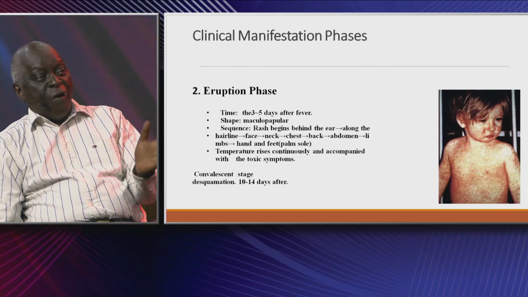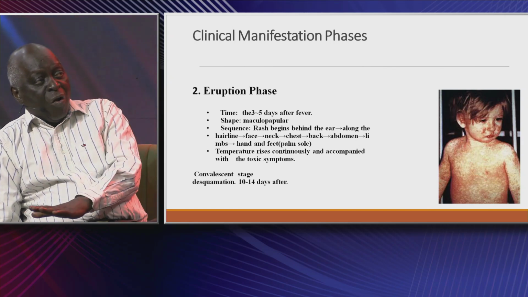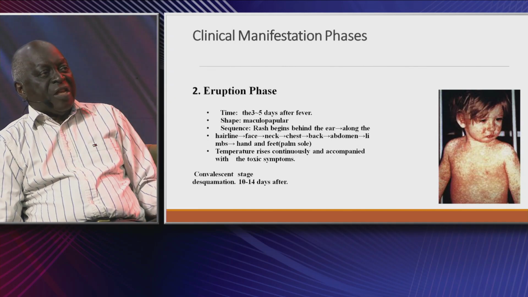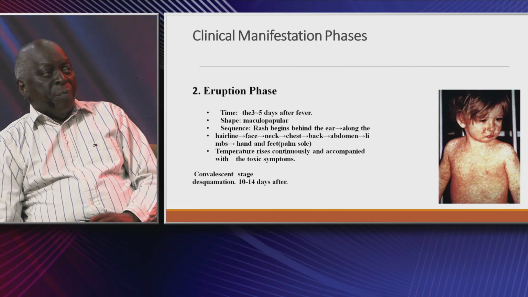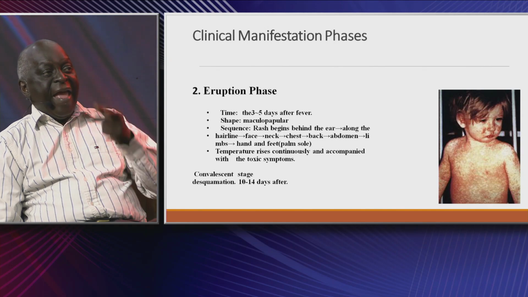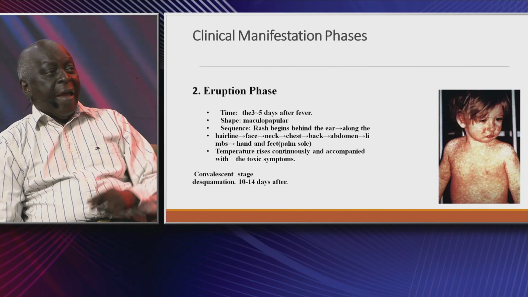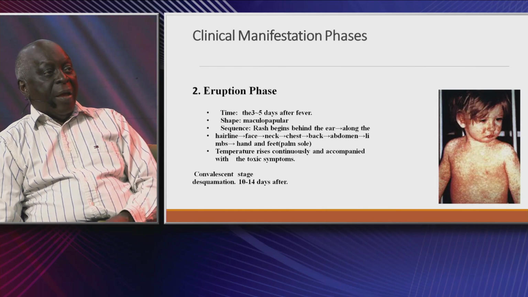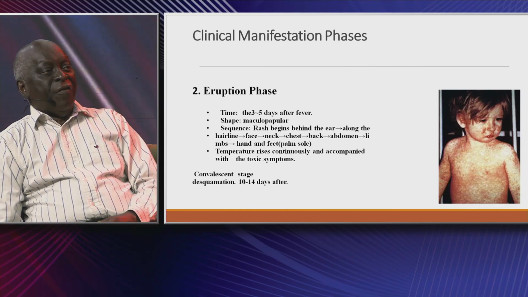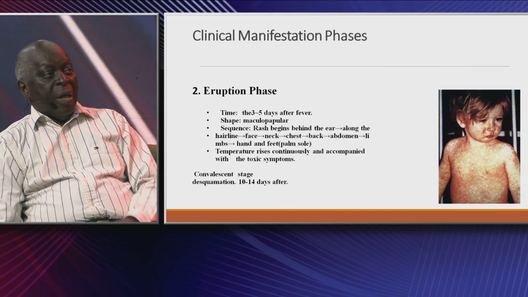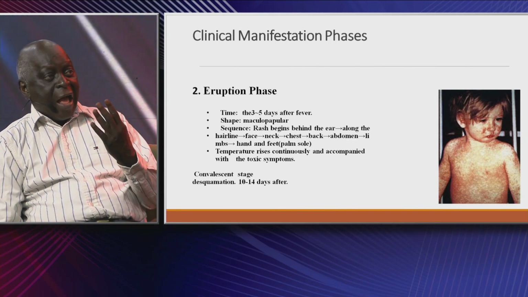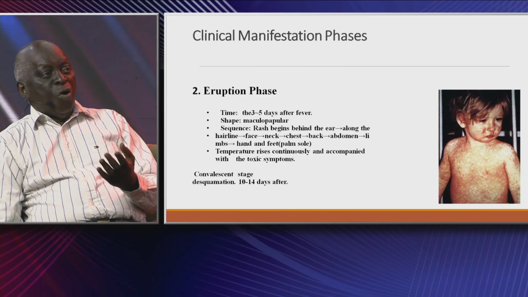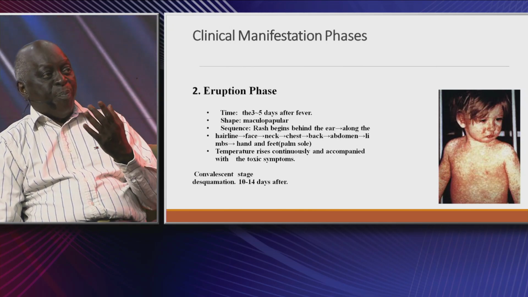It follows a sequence, unlike what I told us in chickenpox, where the whole rash appears simultaneously. But what do we see in measles? The measles rash begins behind the ear, along the hairline, from where it spreads to the face, neck, chest, back, abdomen, to the limbs, to the hands, and even to the feet, to the palms and soles. Temperature continues to rise, and may even get to almost 104 at the peak of the disease.